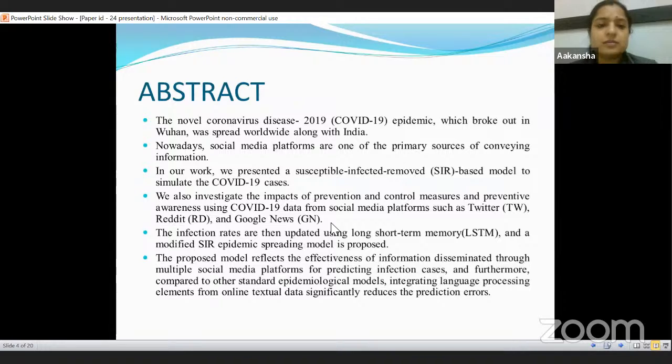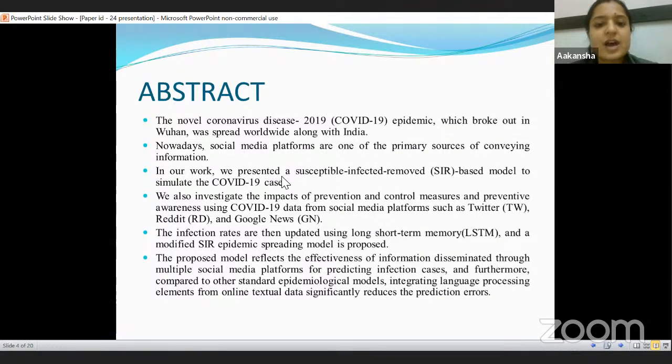Okay, so let's start with the abstract. The coronavirus epidemic, which spread worldwide, has also hit India and has severely impacted India as well. Nowadays, social media platforms are one of the primary sources of conveying information. With the coming of the COVID-19 epidemic, there was an increase in information sharing on social media platforms. So we have considered various social media platforms for predicting the COVID-19 cases.